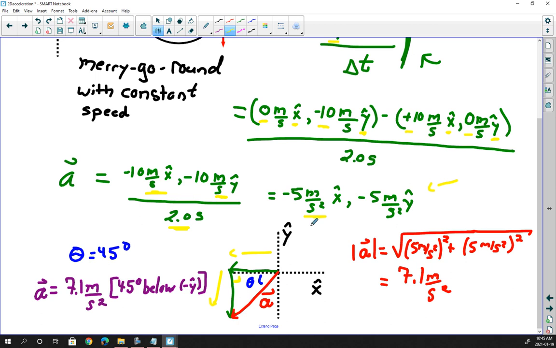So I've expressed acceleration in two ways here. I can express it this way, right? Negative 5 meters per second squared x hat, negative 5 meters per second squared y hat, component form, or I can express the acceleration as 7.1 meters per second squared, 45 degrees below the negative y hat direction. Those two ways of expressing acceleration are completely legitimate. They're equivalent. All right, so this is our very first example of calculating acceleration in 2 dimensions.